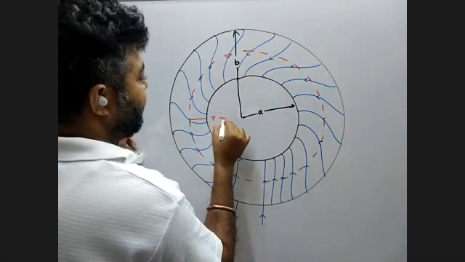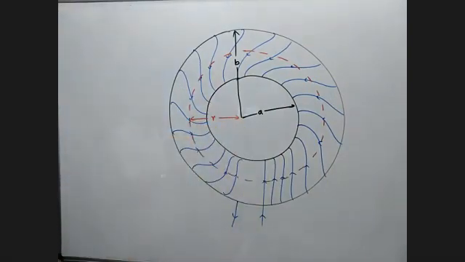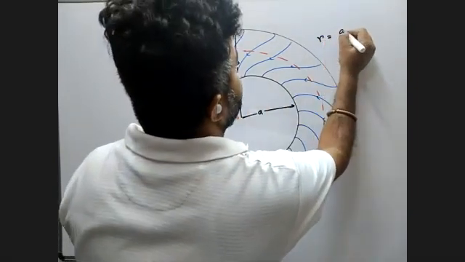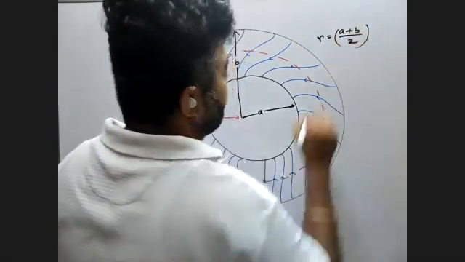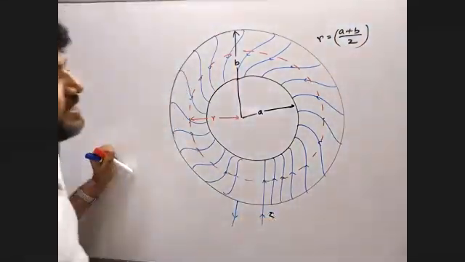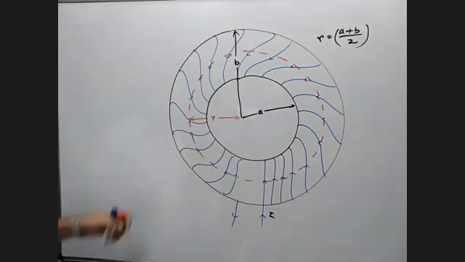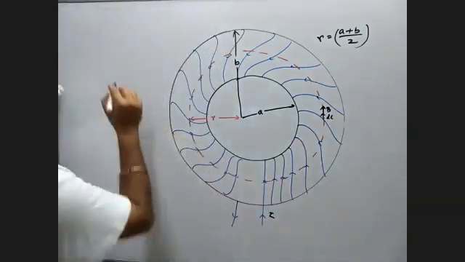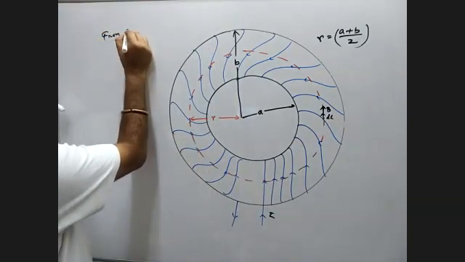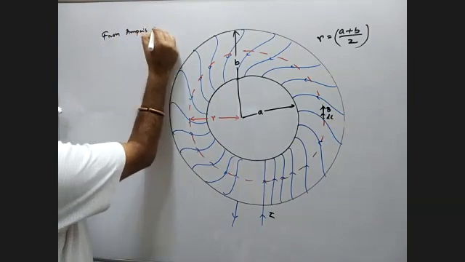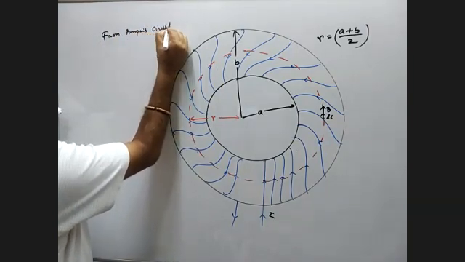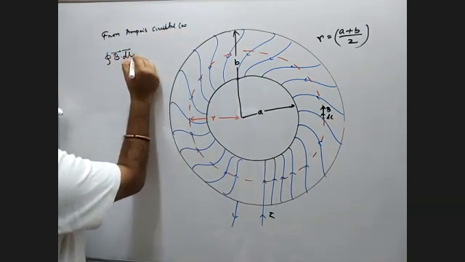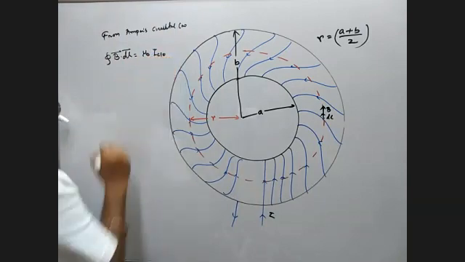Let R be the average radius. How do you get this average radius? Very simple: inner radius plus outer radius by 2. Let I be the current, and let the magnetic field and length vector be in the same direction. So from Ampere's circuital law, the closed integral of B dot dl equals mu naught I.